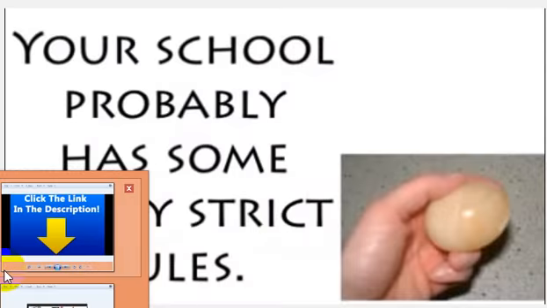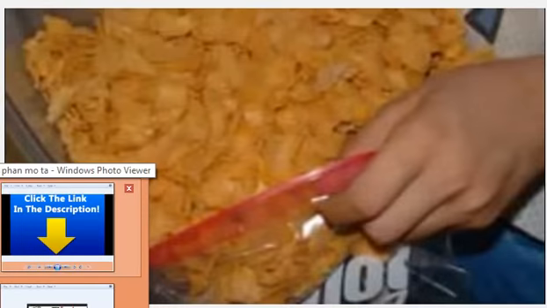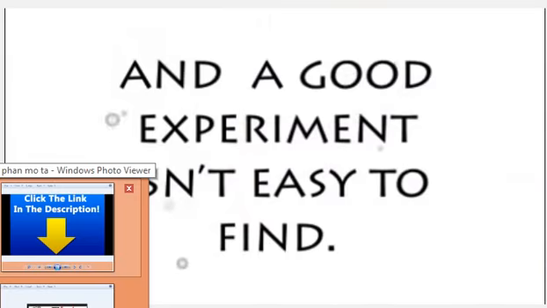Your school probably has some really strict rules about what you can turn in. You probably need an experiment, and a good experiment isn't easy to find.